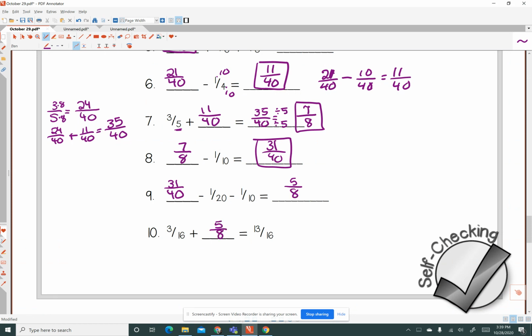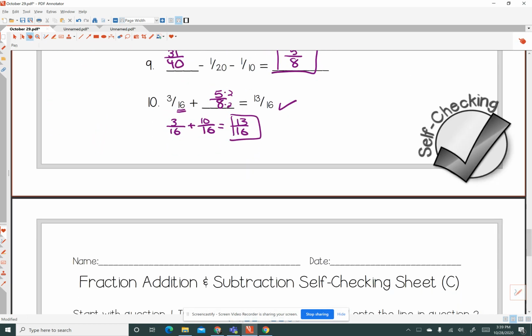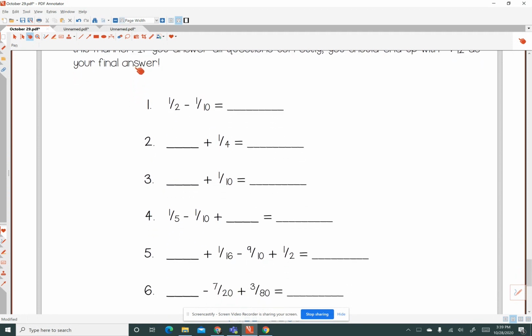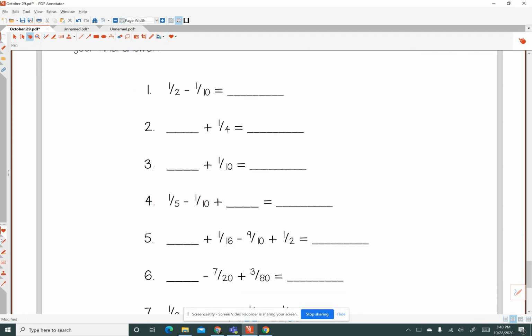Now, we're not done until we check this. So this is 16 is a multiple of 8, so it would be 3/16 plus, and we'll multiply 8 and 5 times 2. So 8 times 2 is 16, 5 times 2 is 10, and indeed 3 plus 10 is 13/16. So the answer checks. So that's our first self-checking worksheet. So now we have one a little bit harder. And let's get ready to do that now.